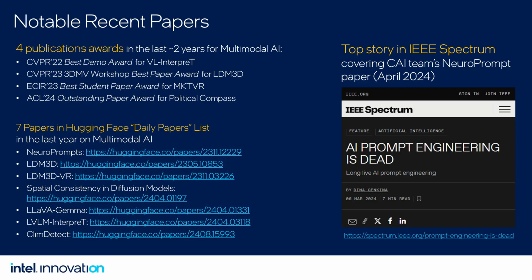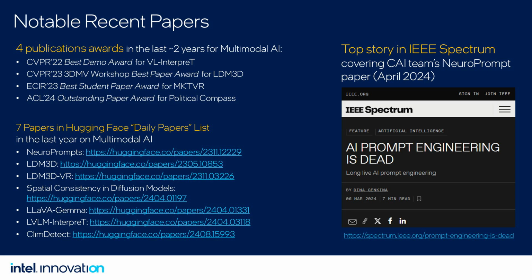Now, since we are very interested in pushing the state-of-the-art in research, I have a short list of some of the publications from our team. We've been very excited that 4 of the publications from our team have won an equivalent of a Best Paper award in the last 2 years, and these span across computer vision focused conferences like CVPR and NLP focused conferences like ACL.